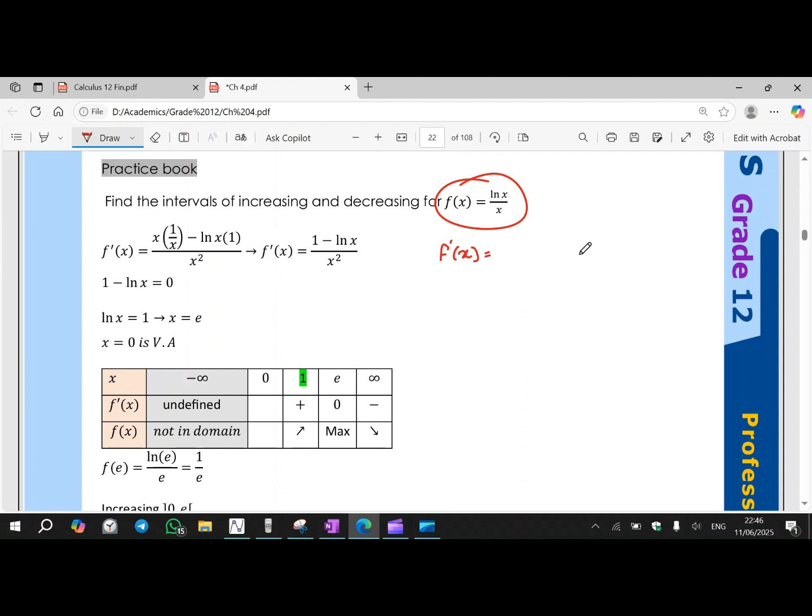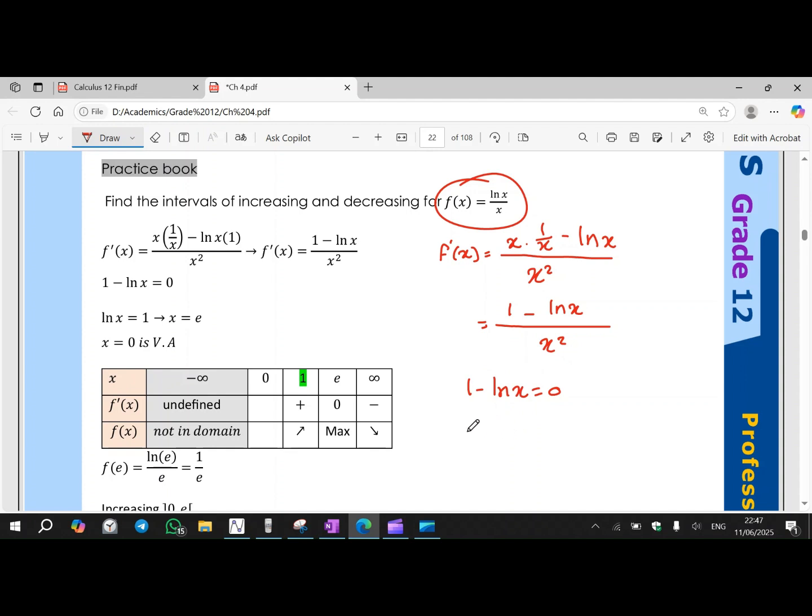f prime of x equal to denominator squared, denominator times derivative of numerator. Derivative of ln x is 1 over x, minus ln x multiplied by the derivative of the denominator, which is 1. No need to write. So it is like this. x cancels x. So I have 1 minus ln x over x squared. What makes the numerator 0? 1 minus ln x equal to 0. Then ln x has to be 1, so 1 minus 1 is 0.